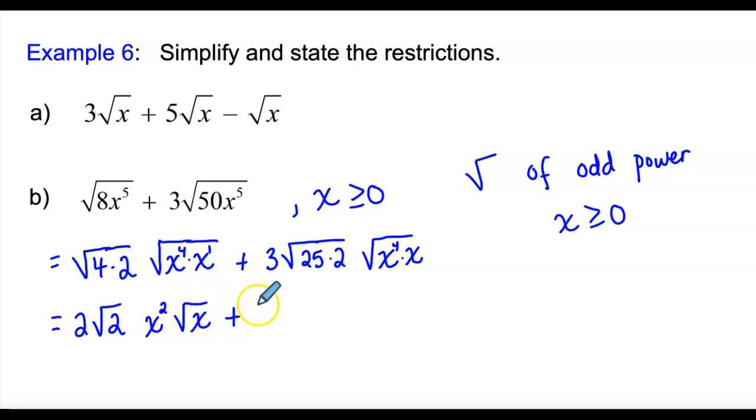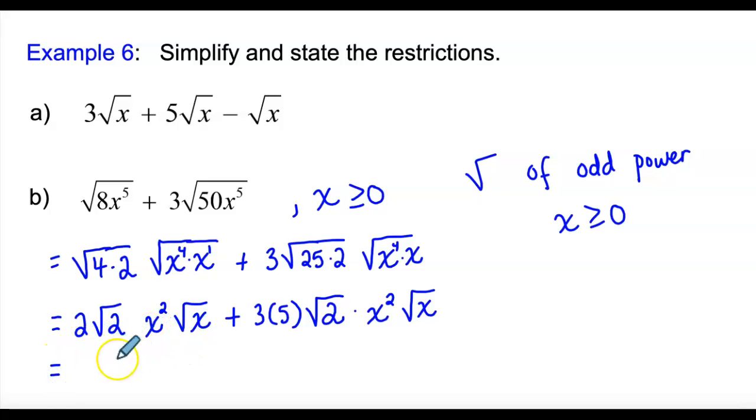Moving on, we would have 3, and in this case the square root of 25 would be 5. We're multiplying that with what's left on the inside, which is the square root of 2. And if we take the square root of x to the power of 4, again we would have x squared times the square root of what's left over, which would be x. Okay, so we're well on our way. We just need to do a little bit more simplification and bringing things together.